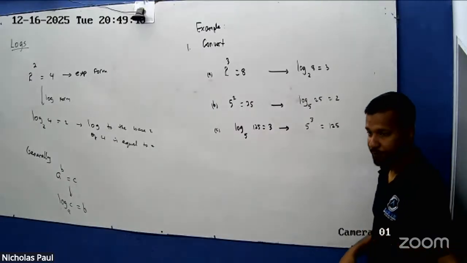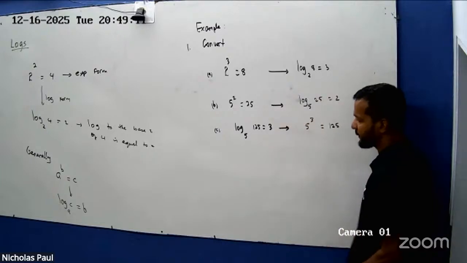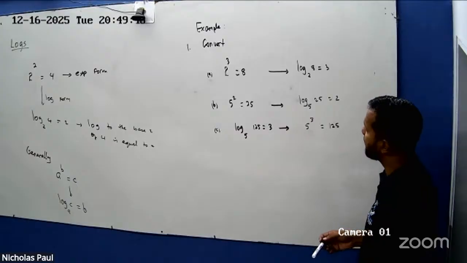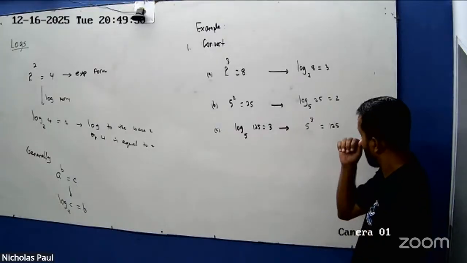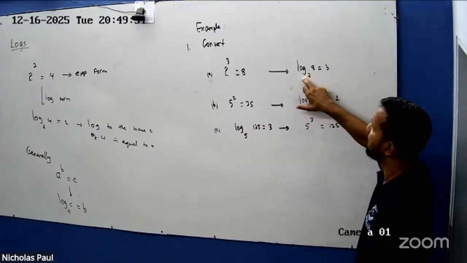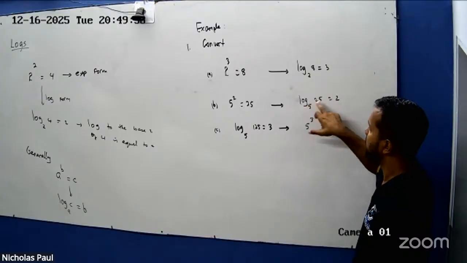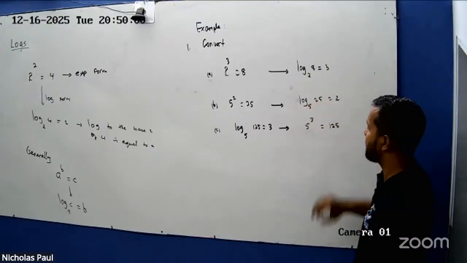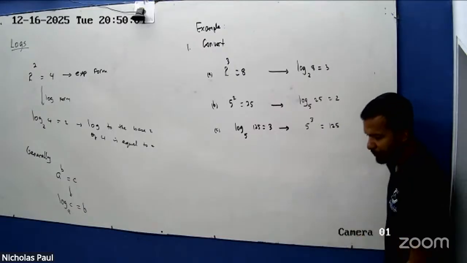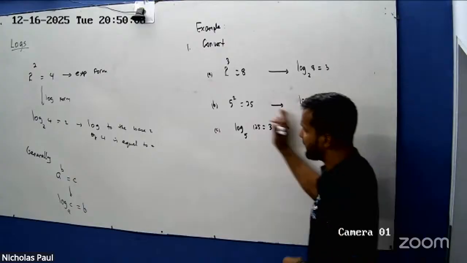So you have to be able to convert from one form to the next, from exponent form to log form. You could also try, if you have a Casio calculator, to put this in a calculator. Put log 8 to the base 2 and you should get 3. Put log 25 to the base 5 and you should get 2. So this is one of the things that we did.